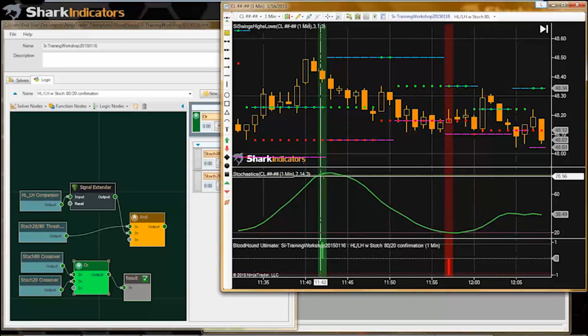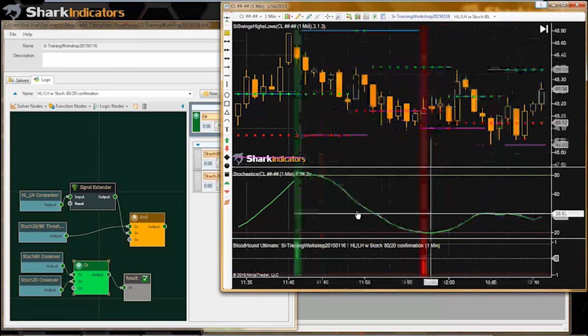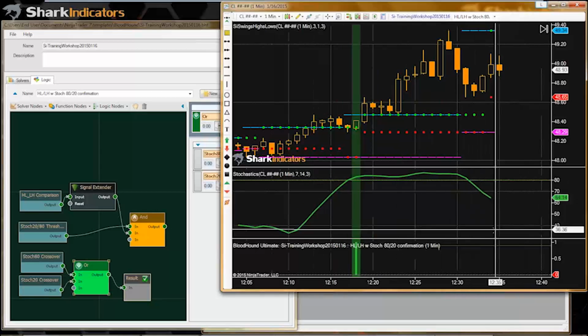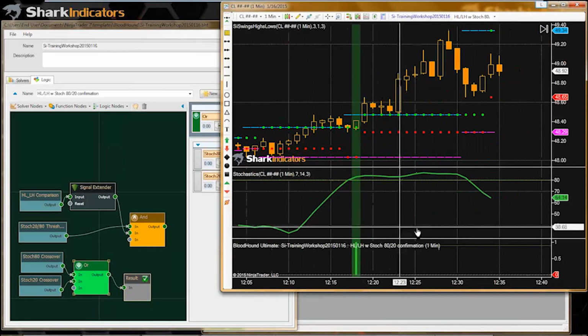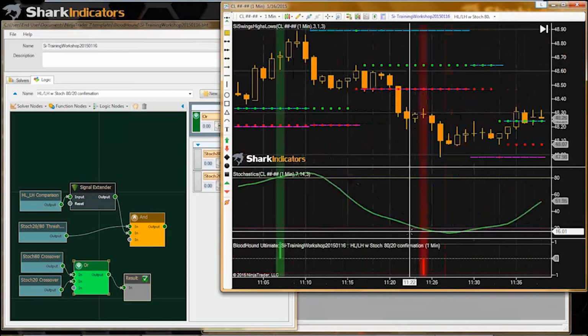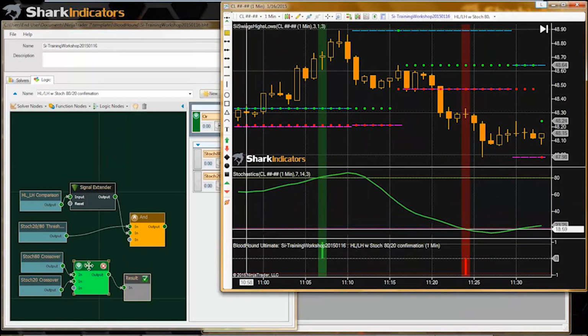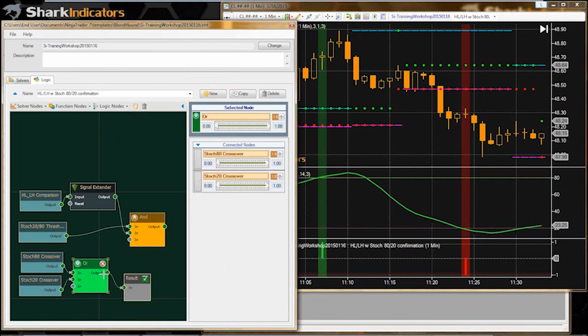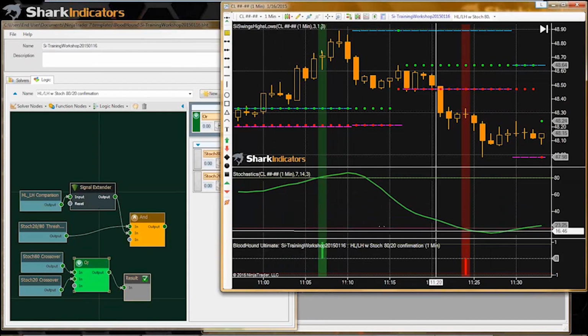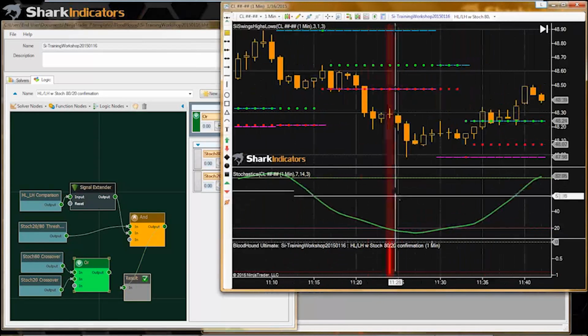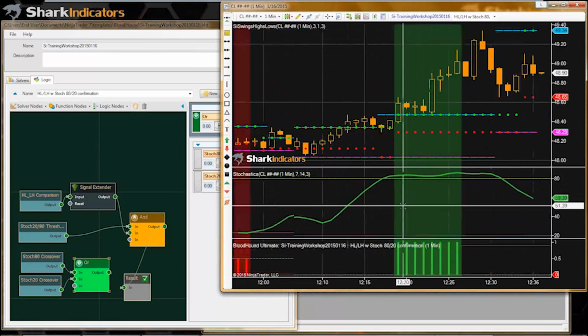So now we got cross above 80, cross below 20, cross above 80, and we're not crossing below 20 yet. All right. So there we go. So now we got one distinct set of crossover signals out of this OR node for both the 80 and the 20 level. So let's go back to our work area here.